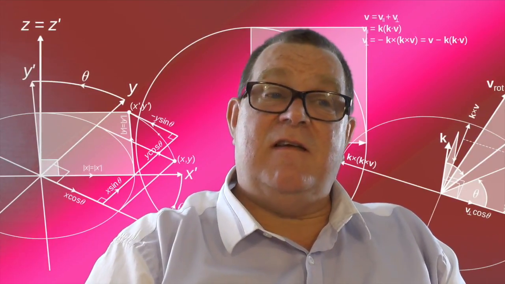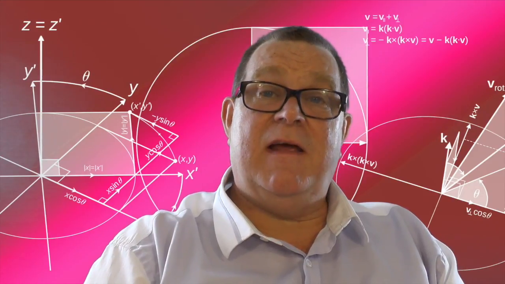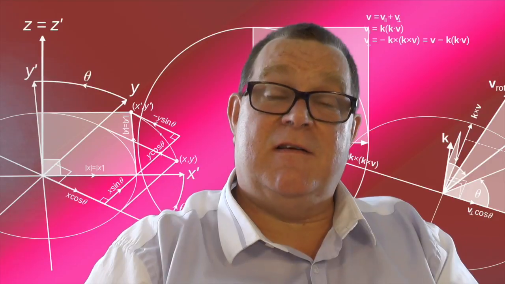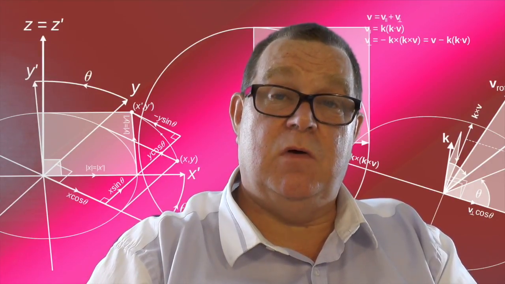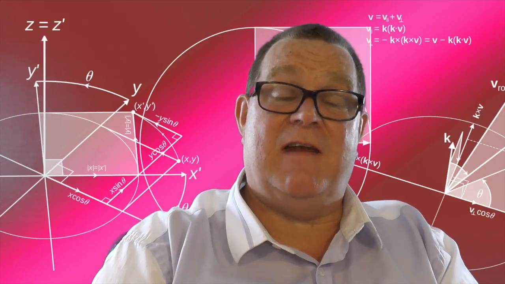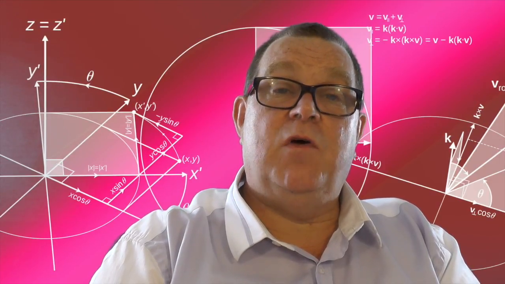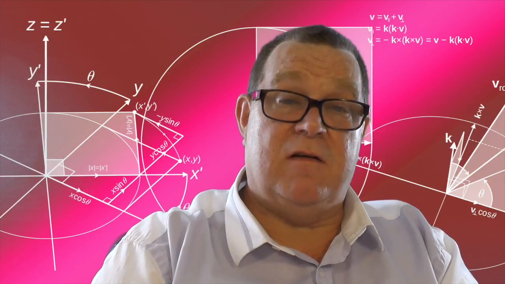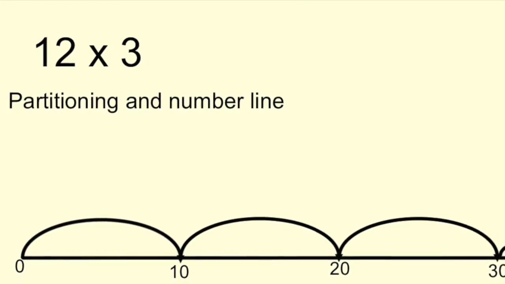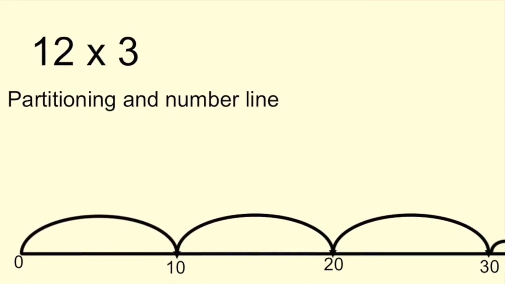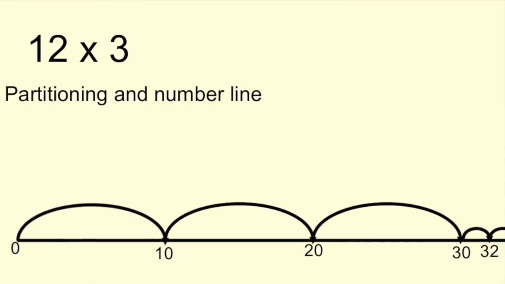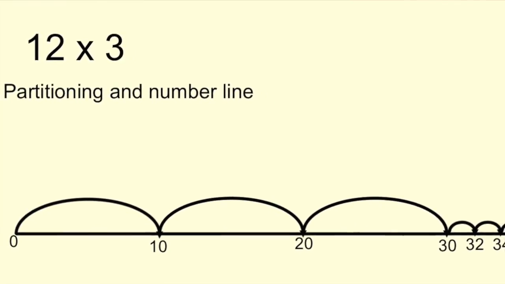This then leads us into how we use a number line, and again we use the partitioning idea of 12 and splitting it into 10 and 2 and saying that we can multiply that as 3 lots of 10 add 2, which we can then split into 3 lots of 10 add 3 lots of 2. And as you can see here on the number line, we have 3 jumps each of value 10, followed by 3 smaller jumps of value 2.